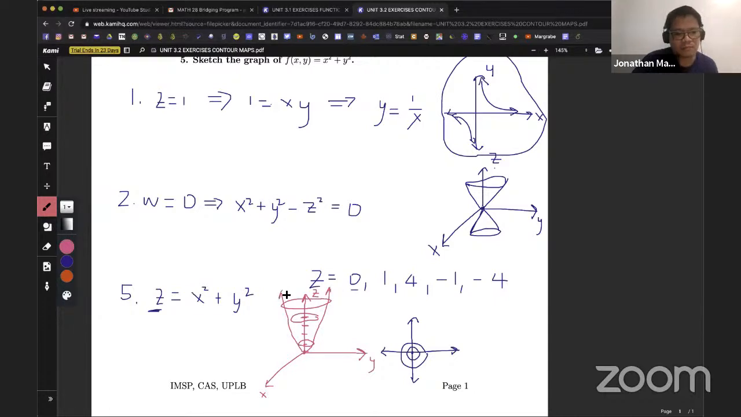Okay? And the graph is actually, anong tawag dito? Babalikan natin yung concept ng quadric surface. Ano ang tawag sa surface na ito? Circular paraboloid. Yeah, pero paraboloid ay okay na. That is a parabola.